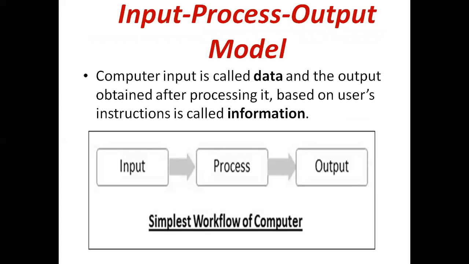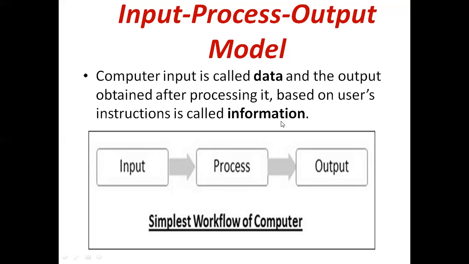Then the input process output model. This is the simplest workflow of the computer. Here, see this diagram. We are having input here, then we are having output. In between, we are having process. So the user will be giving the input by using any one of the input devices. Then the processor will process the input given by the user. Then finally, it will provide the output. The processor will perform the task based on the user's instruction only.